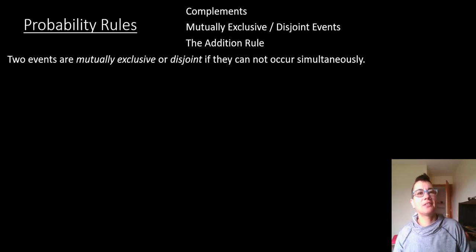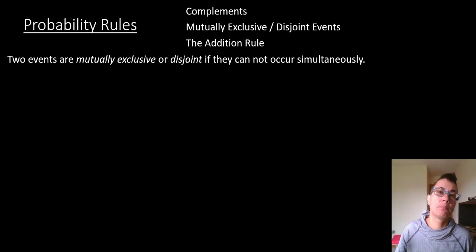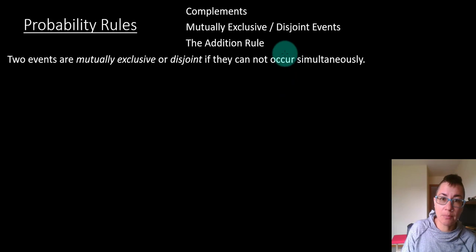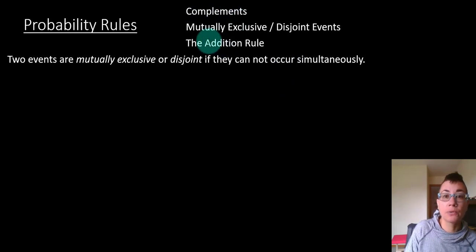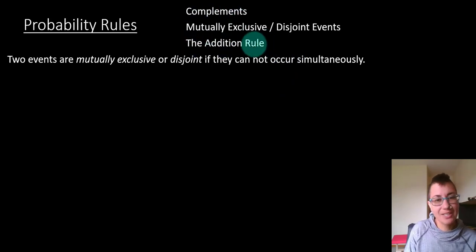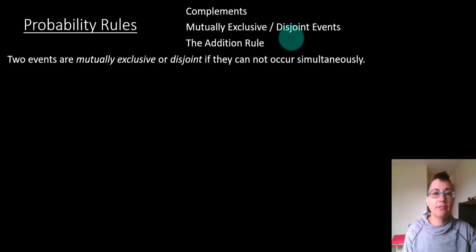Hey folks, let's talk about some rules associated with probability. Namely, we're going to talk about complementary events, a rule called the addition rule, and what mutually exclusive or disjoint events are. Let's get rolling.